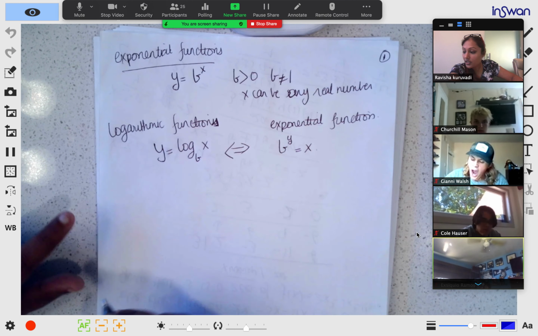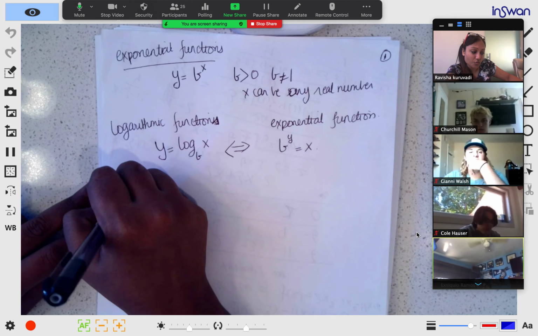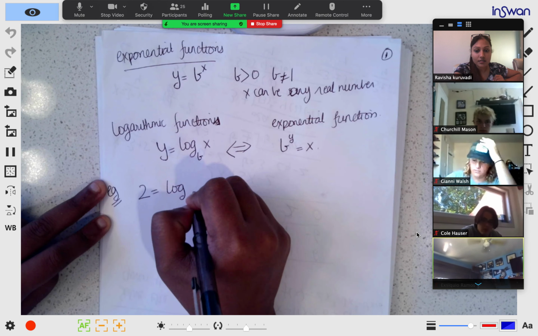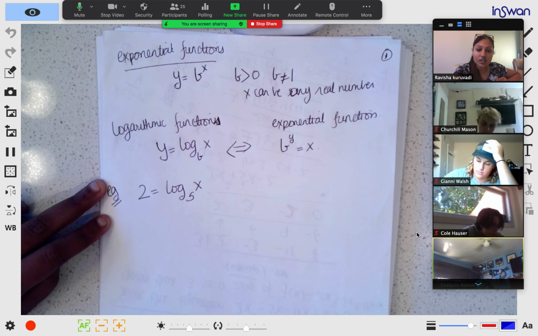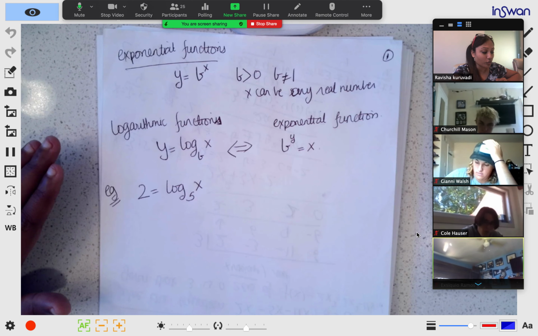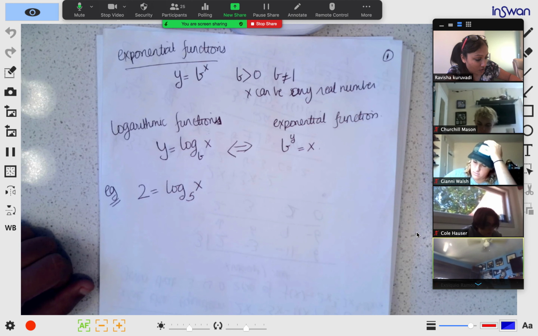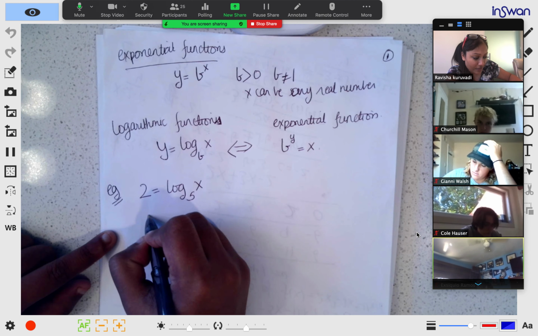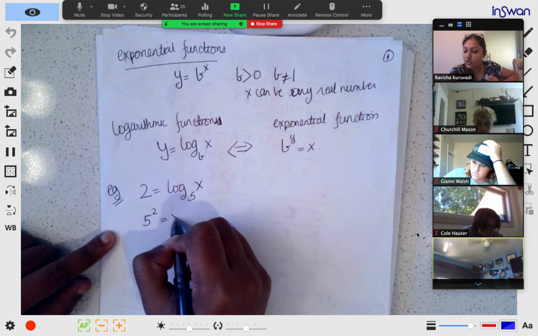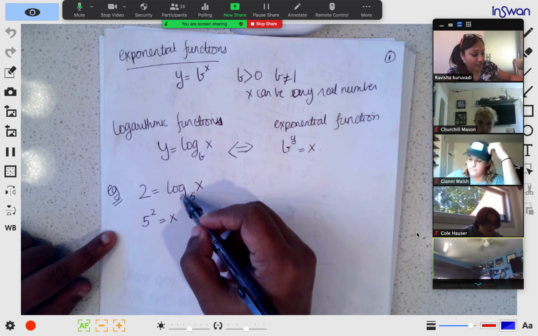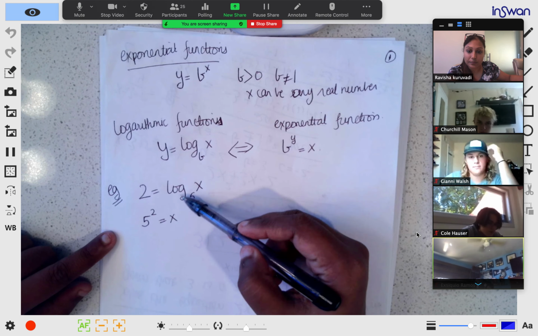Example, I give you 2 is equal to log base 5 of x. I say convert this into exponential form. How do you convert? This base will go on the other side, that will become your new base, and this 2 will be the power. 5 squared is equal to x. That is the equivalent exponential function. This and this mean the same thing.